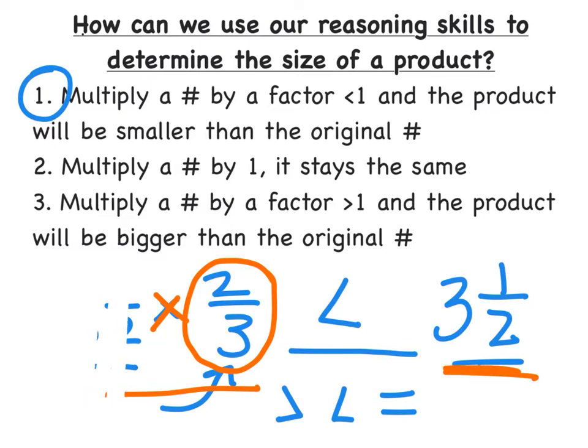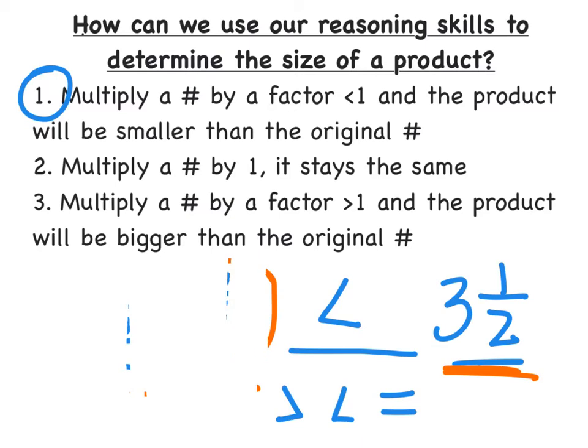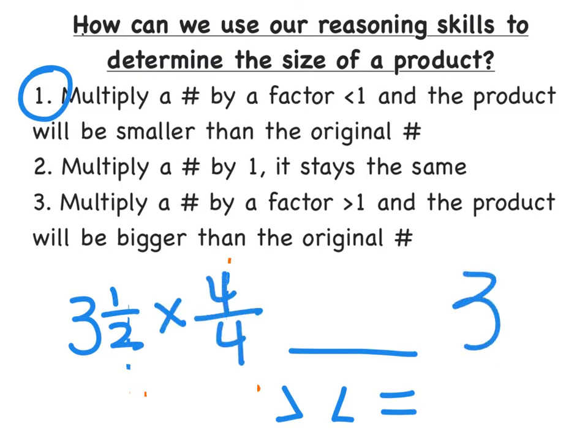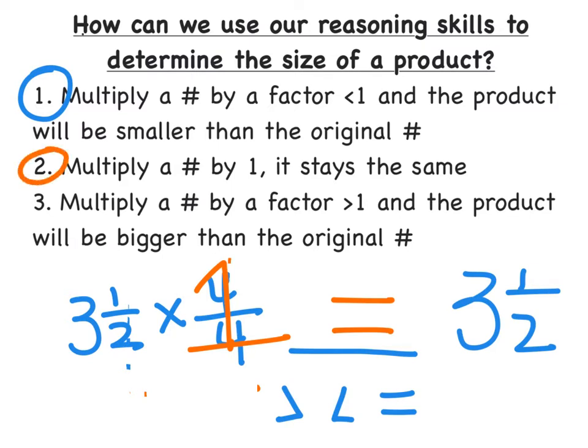Let's talk about that second rule. The second one says that if I multiply something by 1 or something equivalent to 1, then my number will stay the same. So if I had, again, 3.5, we'll stick with that as our number, but this time I multiplied by 4/4, I want to know, is that going to be less than, greater than, or equal to 3.5? Well, we know that anything times 1 is itself. So 4/4 is equivalent to 1 whole. So 3.5 times 1 whole is going to be 3.5. So these are equal. That was rule 2.